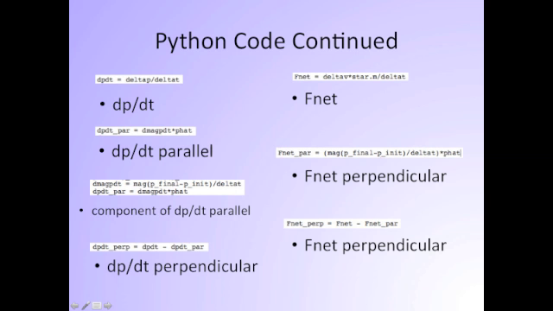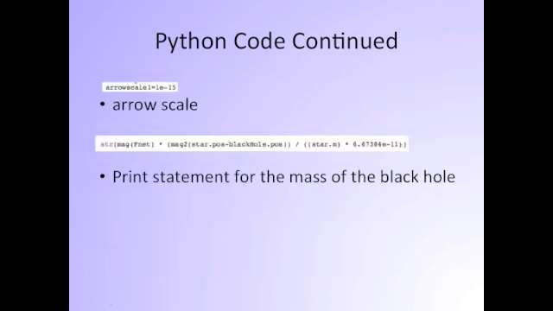After that, the perpendicular component of dp/dt is calculated. Typically, dp/dt perpendicular is calculated using the formula for centripetal force, magnitude of the momentum times magnitude of velocity all over the radius. But because we do not know the radius between the black hole and the star, dp/dt perpendicular can be found using the fact that dp/dt is the sum of dp/dt parallel and dp/dt perpendicular. And therefore, dp/dt perpendicular can be calculated by saying it is equal to dp/dt minus dp/dt parallel. Using the same logic for dp/dt perpendicular, Fnet perpendicular is calculated to be Fnet minus the parallel component of Fnet.